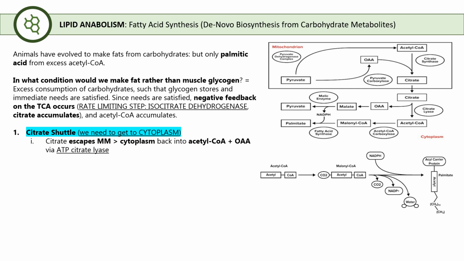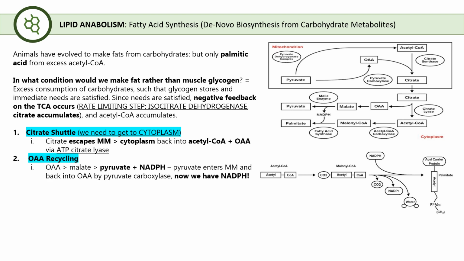And we obtain this special molecule by taking our extra citrate that is accumulating in the mitochondria and metabolizing it to pyruvate. First, the citrate shuttle helps it escape. Citrate lyase then splits citrate into acetyl-CoA, which can contribute to our surplus acetyl-CoA, and oxaloacetate. Oxaloacetate is then converted into malate and then pyruvate by malic enzyme, providing us a byproduct with NADPH. Now finally, fatty acid synthesis can begin. The pyruvate we just made can re-enter the mitochondria and turn back into oxaloacetate by pyruvate carboxylase.